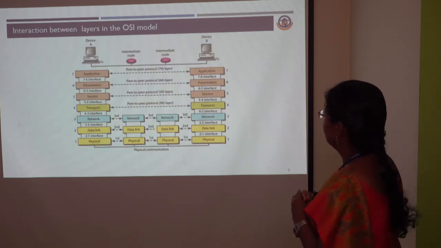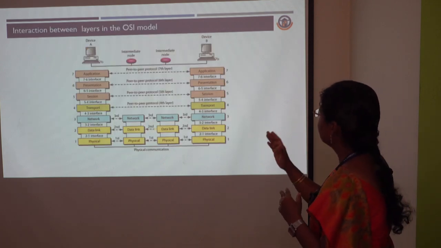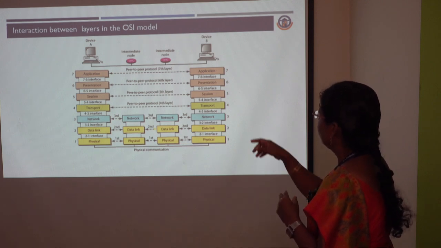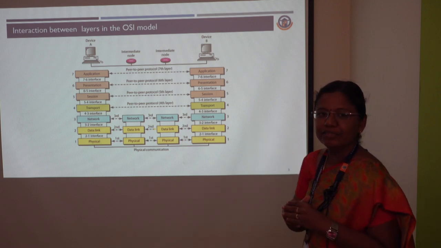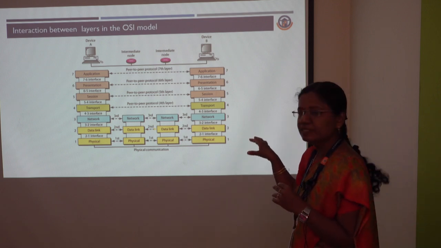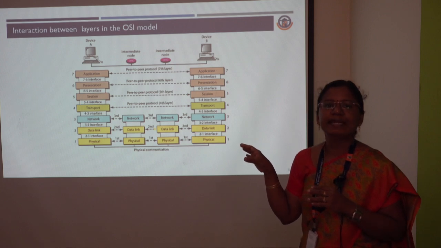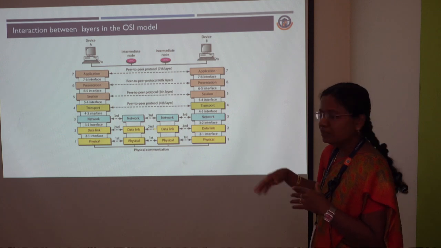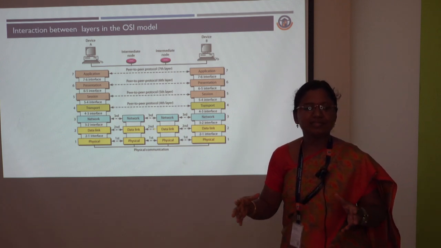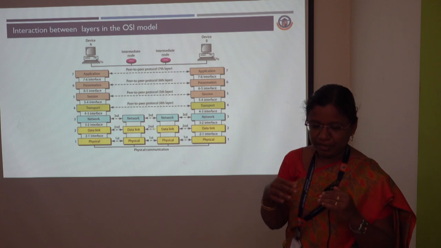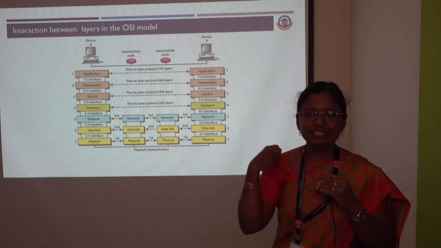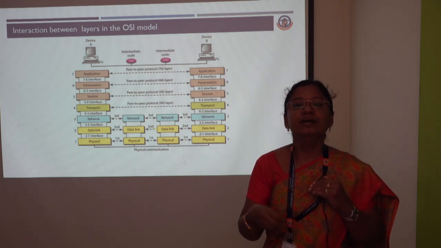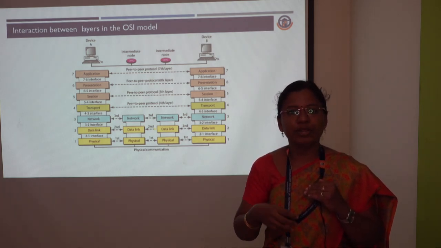This is the diagram of how the layers interact, that is, the interaction between the layers in the OSI model. For example, here device A communicates with device B with the help of some connecting devices, that is, some intermediate devices. Connecting devices are nothing but switches, routers or any such devices. When A wants to communicate with B, the data is transferred through intermediate devices, which may be switches, routers, gateways, hubs or anything.